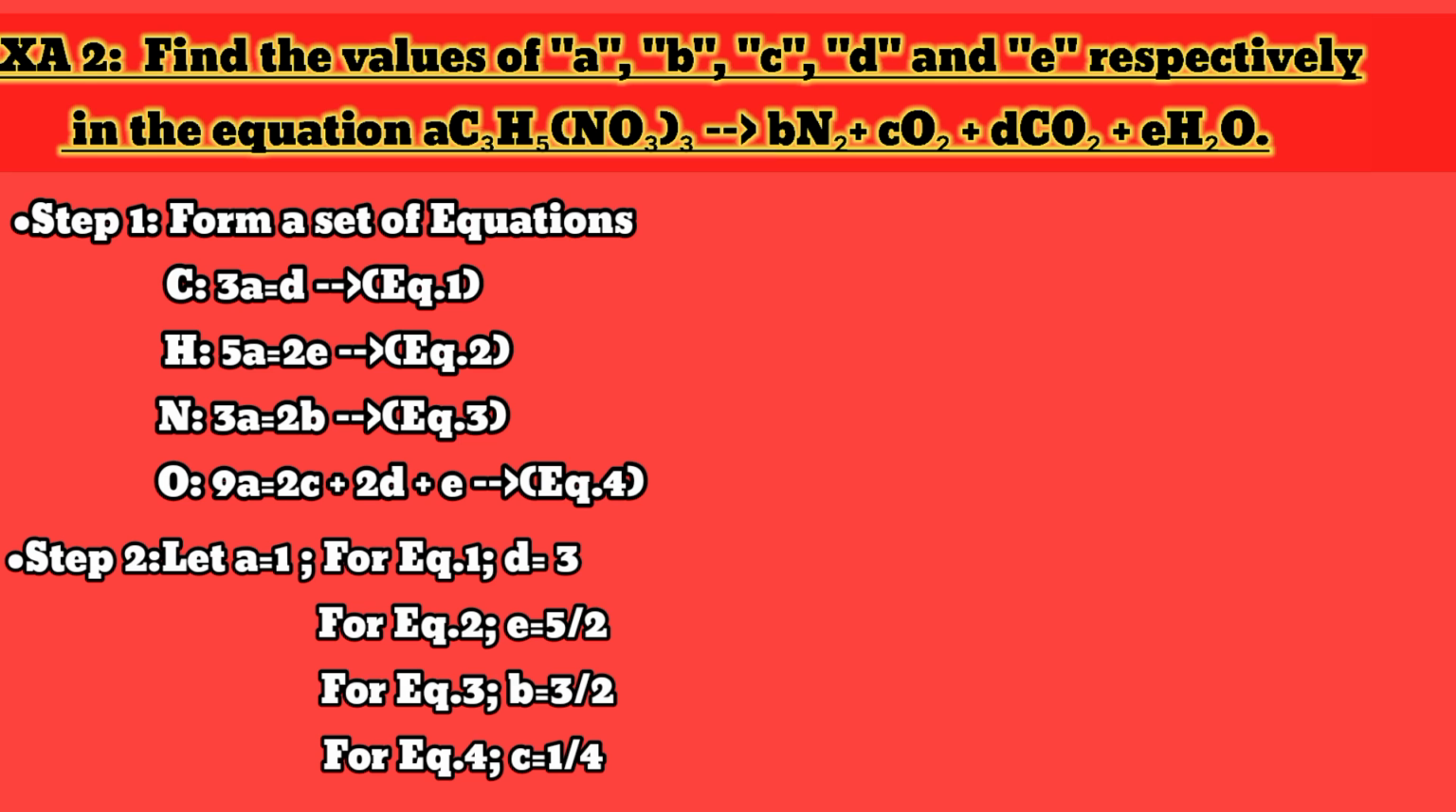So if we represent our A as 1, we are going to see that from equation 1, our D will be equals to 3. For equation 2, E will be equals to 5 over 2. For equation 3, B will be equals to 3 over 2. And for equation 4, C will be equals to 1 over 4.